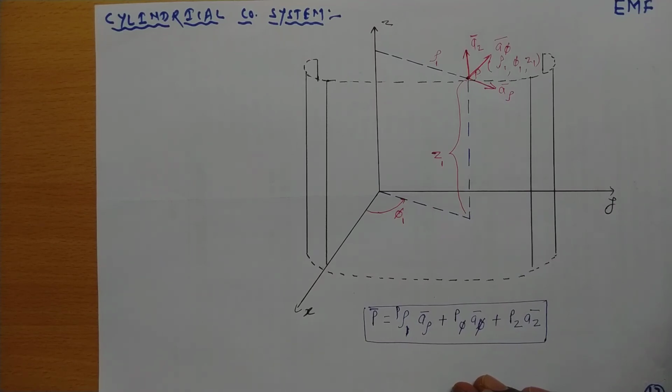Okay, so these are the basic representations of the cylindrical coordinate system. In the next topic I will tell you about the relationship between the Cartesian and the cylindrical coordinate system. Thank you.